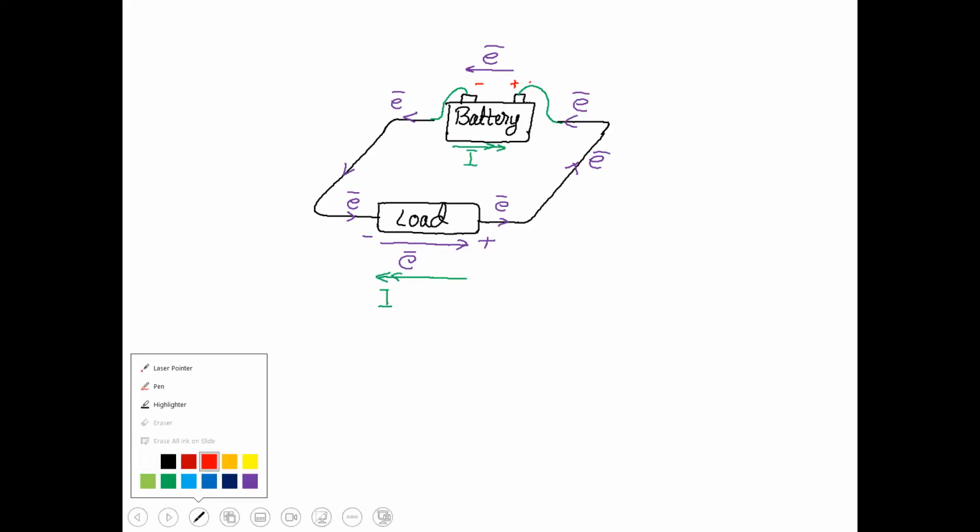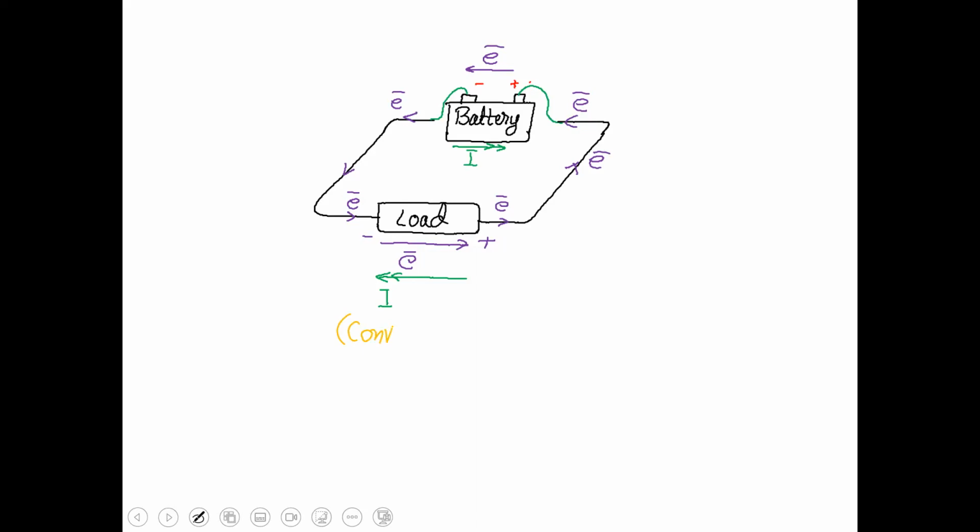Now write under it, the combination of two half cells generates current.